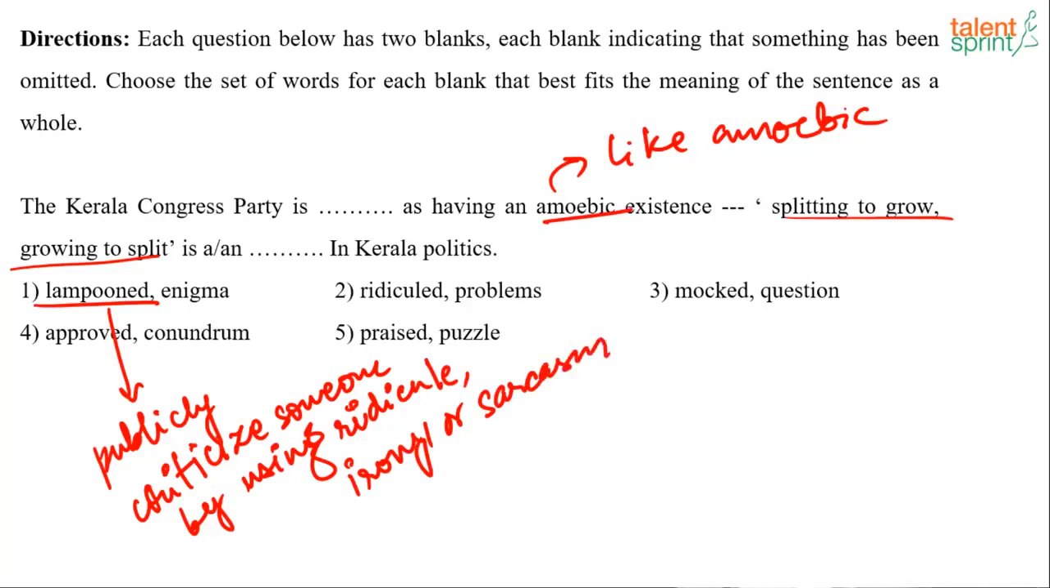Now, as you can notice, the second word is going well with it. The Kerala Congress Party is publicly being criticized as having an amoebic existence. So yes, we are talking about criticizing. So it should be option 1. How are they criticized? In public, using ridicule, irony or sarcasm. So the first one is the right answer.